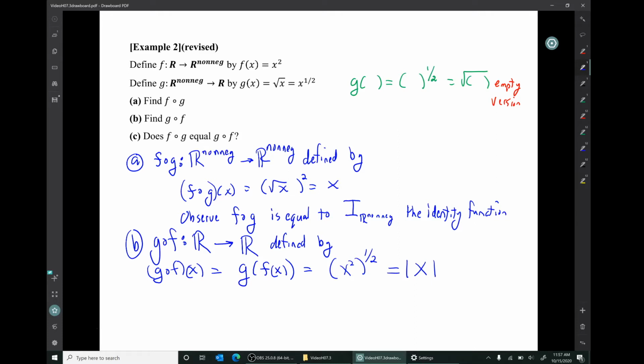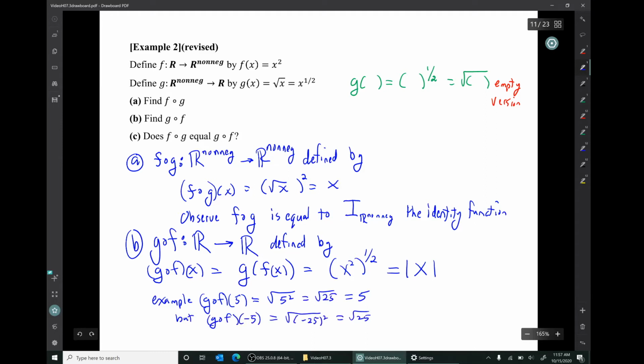So let's do some examples. If you do G circle F of 5, you get 5. But if you do G circle F of negative 5, you don't get negative 5. The square root of 25 is the number plus 5. So G circle F of x is the absolute value of x. It's not the identity function.